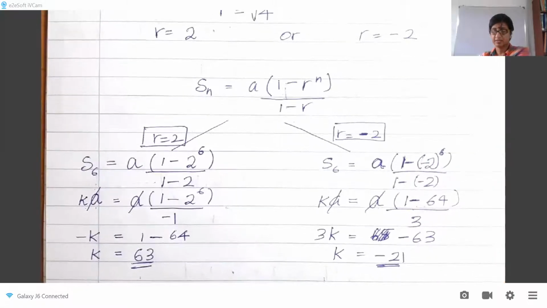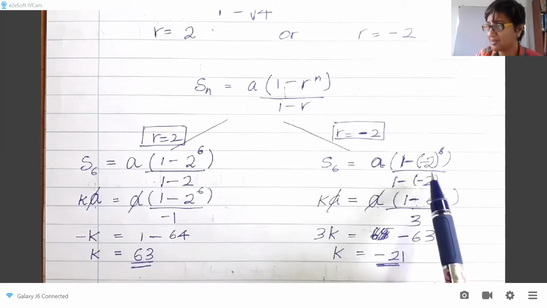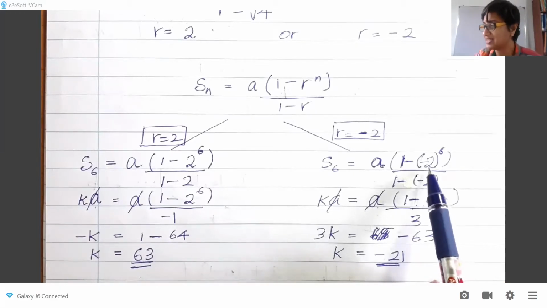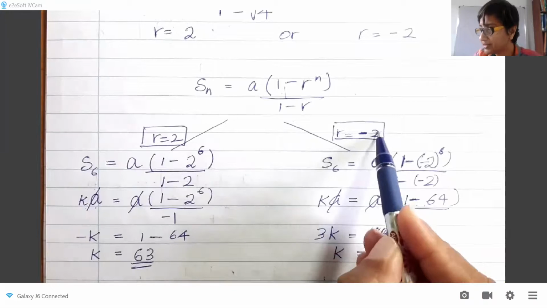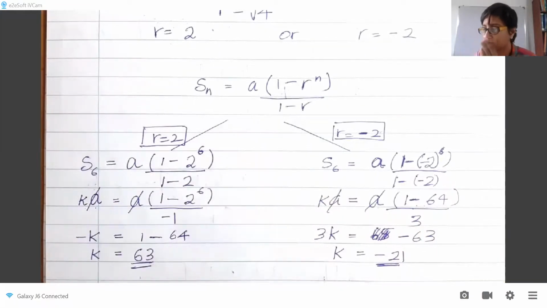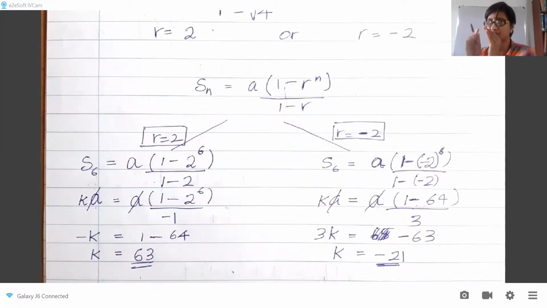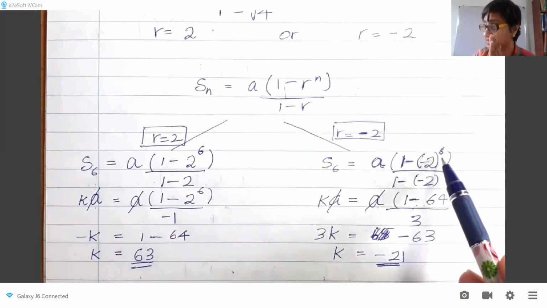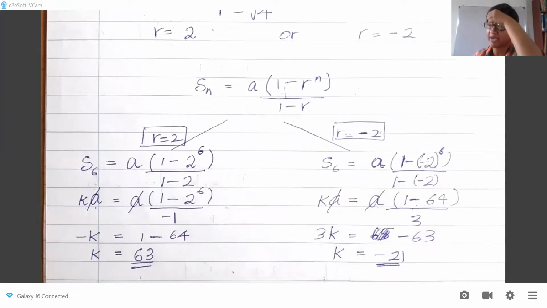See whether this is clear? Now this was a good place where you can make a mistake very easily. Be very careful. You are plugging -2 into r. Don't mess with this outside minus sign. It's 1 minus, and it's for r that you put -2. So you should put it in a bracket. (-2) to the power of 6. And because this is an even power, you got plus 64 there. So it's 1 minus 64.